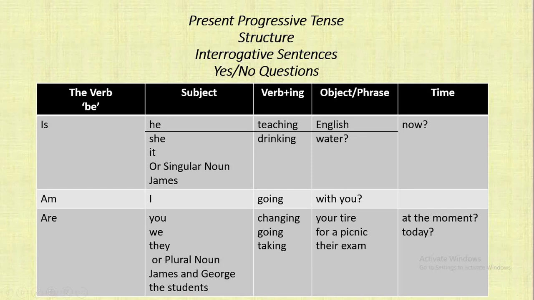For example, here we have the verb be in the beginning, like is he teaching English now, or is she drinking water, or is it drinking water. You can reply to these questions with either yes or no. For example, if I say is he teaching English now, you may say yes he is, or no he isn't, or no he is not. Similar is the case for all the sentences given here which are in the question form.